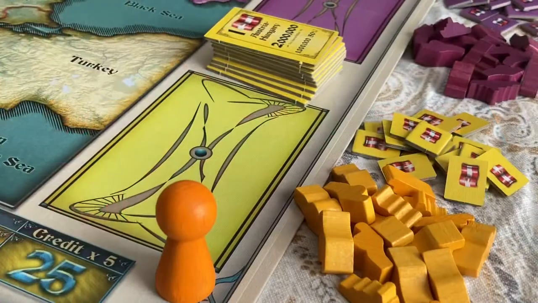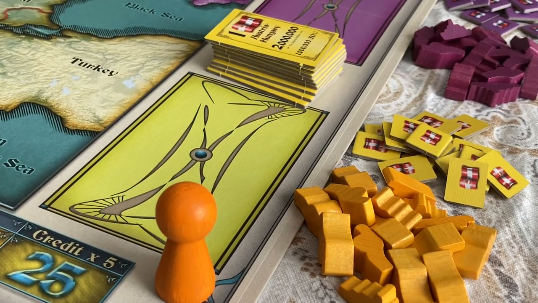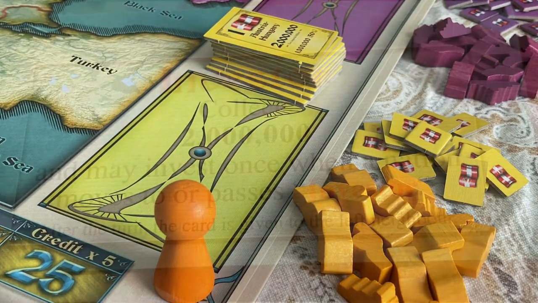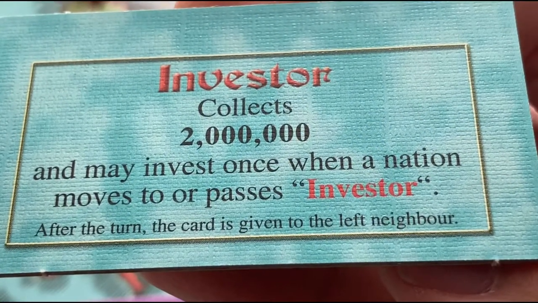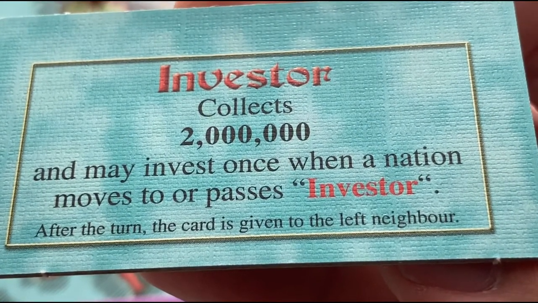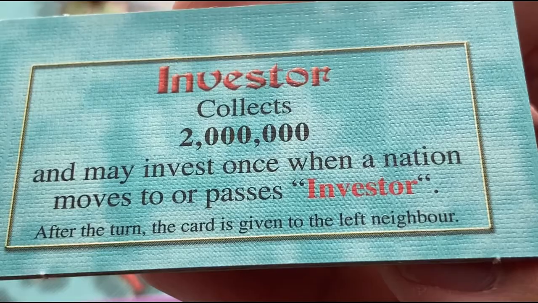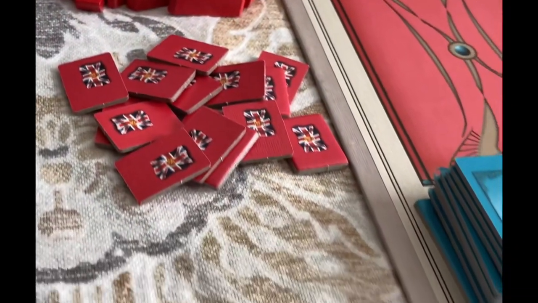Give the starting player token to the player who has the Austria-Hungary flag. Give the investor marker to the player to the left of the Austria-Hungary player. And now you're ready to begin your first game of Imperial.